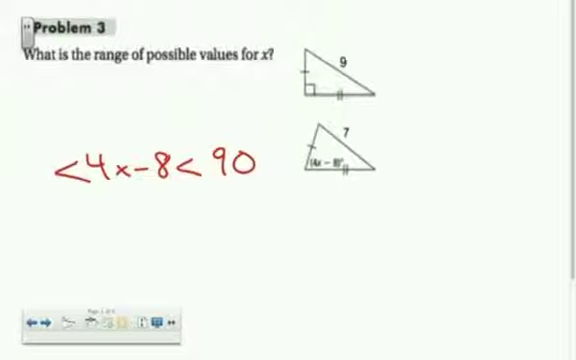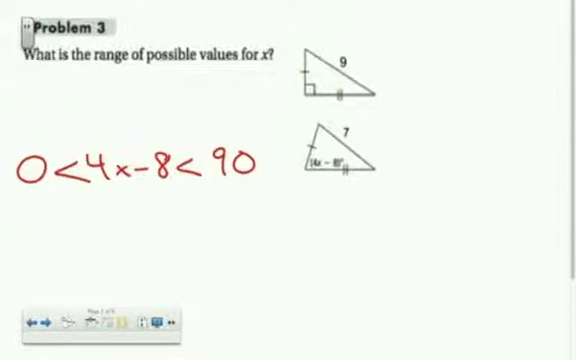In the last set of notes, we were given the property that x was between the sum and the difference. That's not the case here. We realize that 4x minus 8 has to be less than 90 because the 7 is less than 9. But this is an angle. What does it have to be greater than? This is the smallest angle I can get. What's its measure? There we go. The angle actually has to exist.